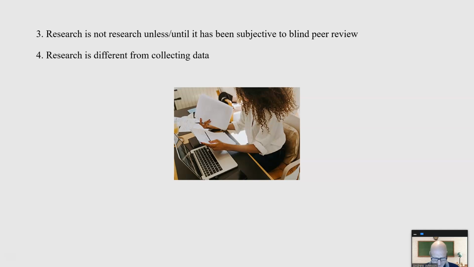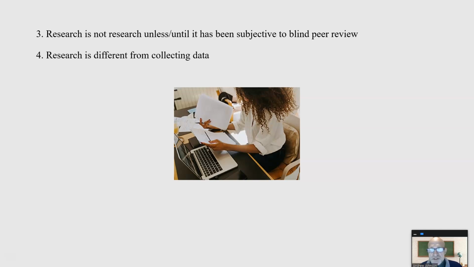And another thing about research. Research is not research unless and until it has been subjected to blind peer review. Now, many people would just collect data and say, well, my research shows. People with an agenda do that. Think tanks often do that.